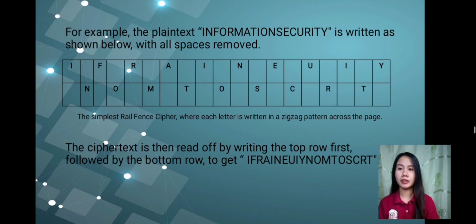The simplest Rail Fence cipher, where each letter is written in a zigzag pattern across the page. The ciphertext is then read off by writing the top row first, like this, followed by the bottom row. To get I, F, R, A, I, N, E, U, I, Y, and the bottom N, O, M, T, O, S, C, R, T.